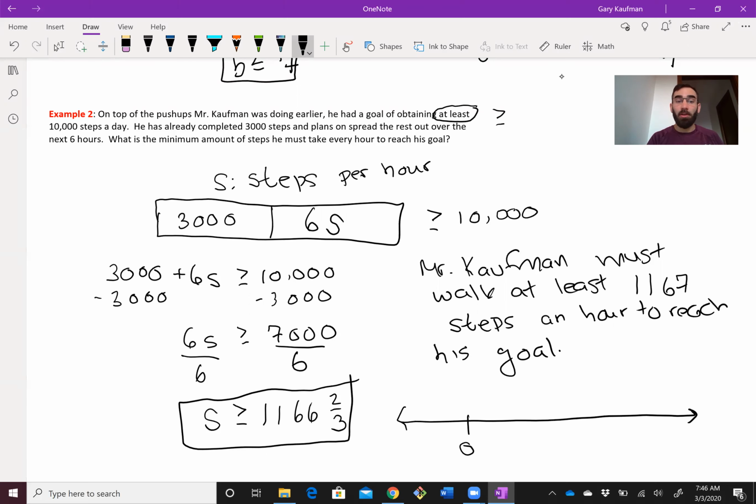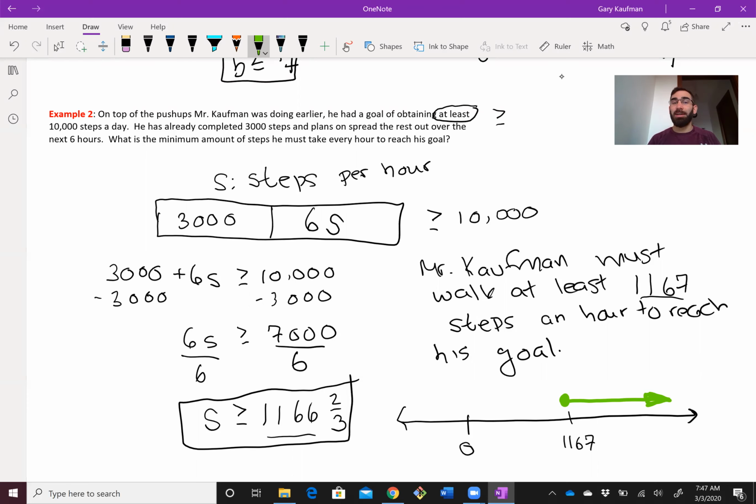Again, remember, you're not putting this number up, you're putting this number. So 1,167. I have to have a closed circle again because it's greater than or equal, which is going this way, because those are the values that I can do. I can do more than that.